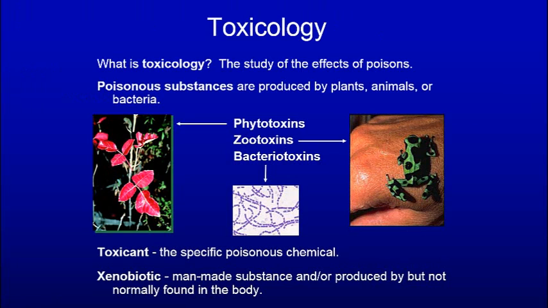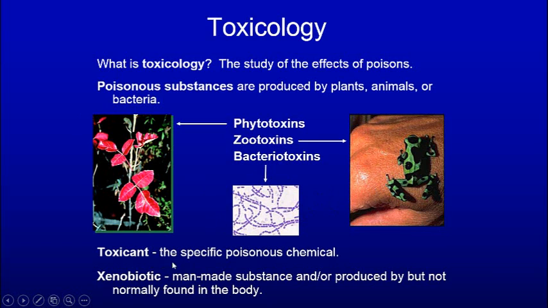Toxicology is the study of poison. Poisonous substances are produced by plants, animals, and bacteria. Look at that poison ivy through there. This is anthrax, a bacterial toxin, and this is a little frog. Don't eat him, if you know what I mean.